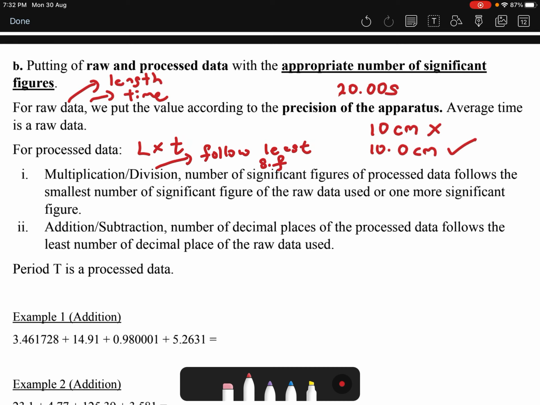So the second will be addition or subtraction. So I can also use length plus your time, right? Or length minus timing, something like that. So this one we follow the least number of decimal places.